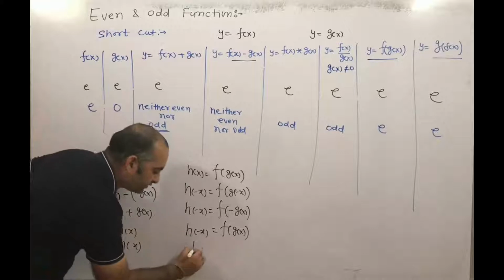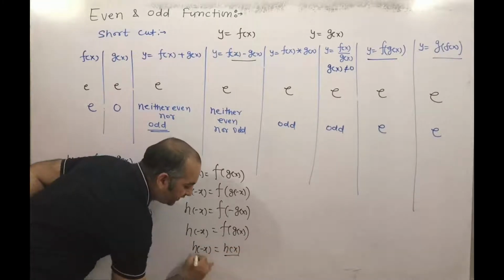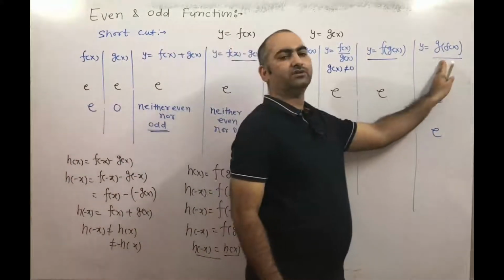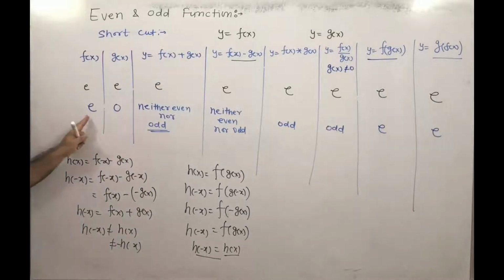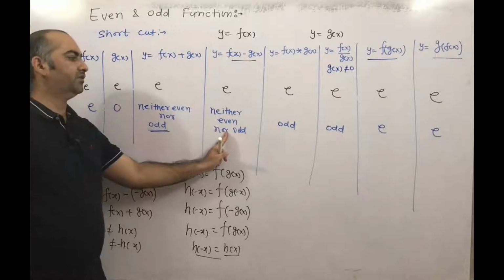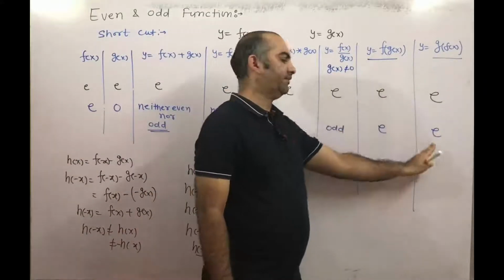h(-x) = h(x). So this condition is for even, so we can say this is even. Similarly, if you check this one also, this will also come out as an even function. So here we can say that if one function is even and the other is odd, then this is neither even nor odd. This is neither even nor odd. These both will be odd, and here the composite function will be even.